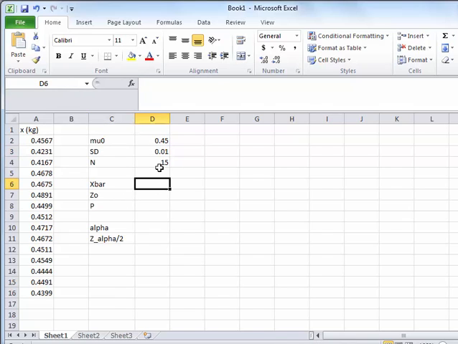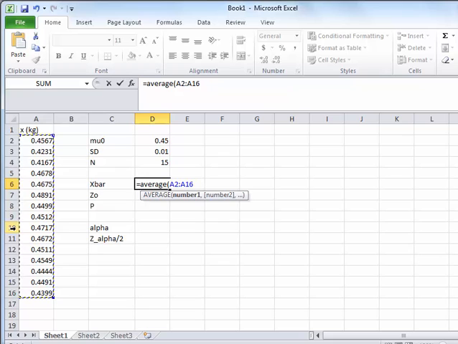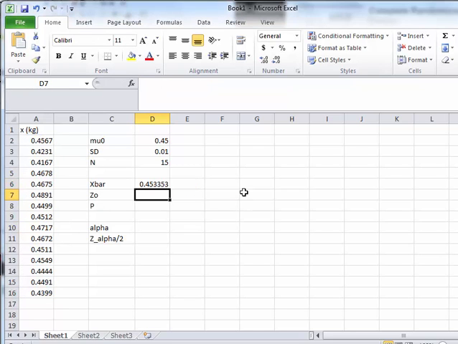So the thing that we need to do first, again, after we've identified the null hypothesis and the alternative hypothesis, is calculate x bar. And to calculate x bar, it's essentially the average of these. Hit enter. And we've calculated x bar.